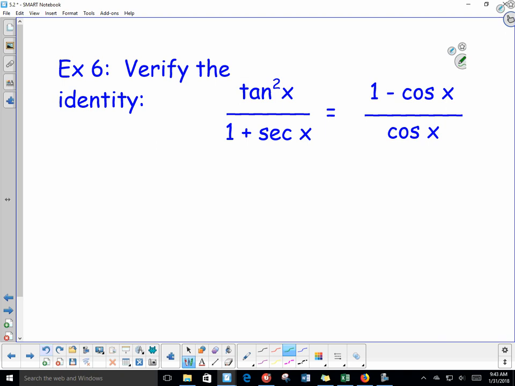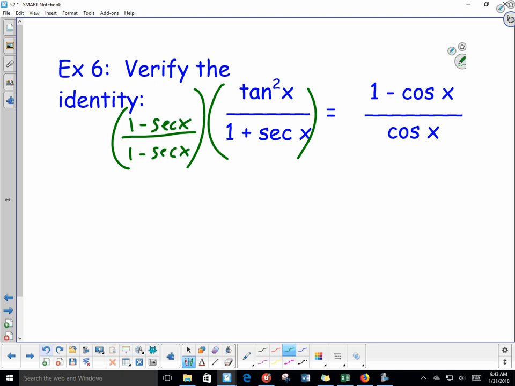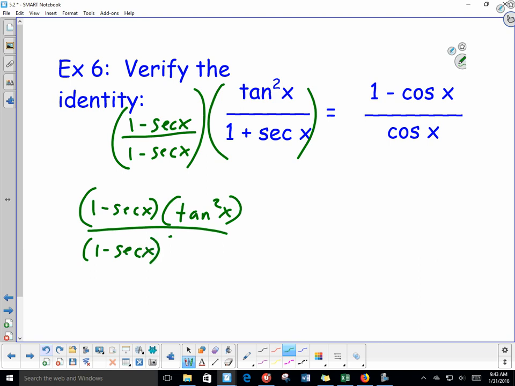I think if we try to do our strategy, and there's lots of different ways to go here, what do I want to do? Let's multiply top and bottom, like we did in the last example. Let's multiply by 1 minus secant x over 1 minus secant x. Because if we got two things in the denominator, I think that's a pretty good strategy. So in this case, we're going to have 1 minus secant x times tangent squared over 1 minus secant x times 1 plus secant x. And we're trying to show that's equal to 1 minus cosine x over cosine x.